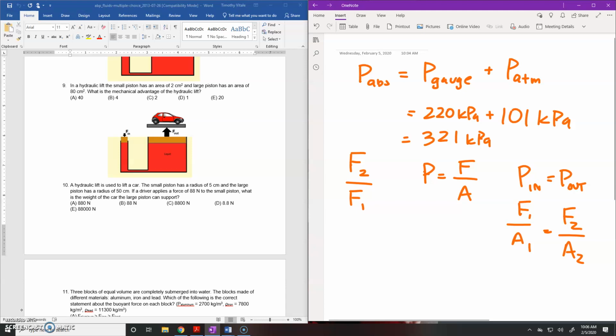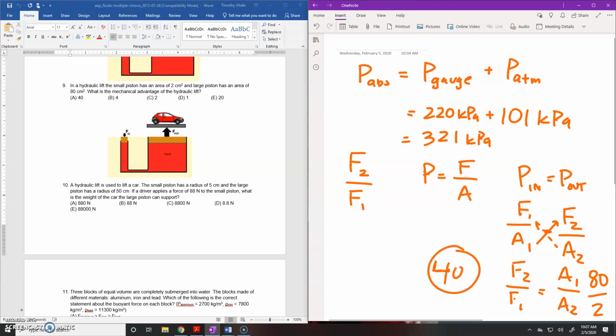So we're looking for F2 over F1. What I can do is swap these, and I can just say this is F2 over F1, and then this will be A2 over A1. So if you just divide the areas, you get the mechanical advantage. The areas are 80 centimeters squared divided by 2 centimeters squared. So 80 divided by 2 is 40. And that's the mechanical advantage.